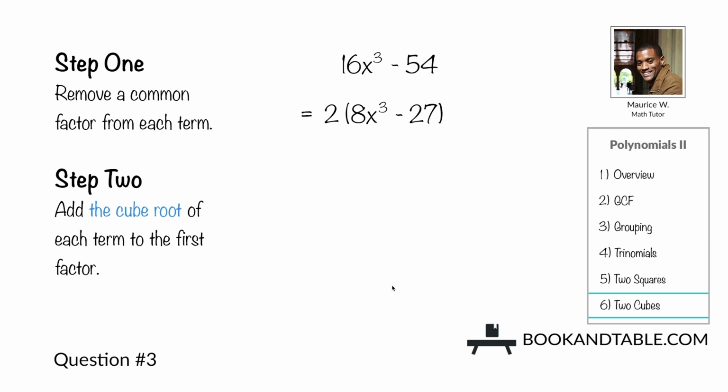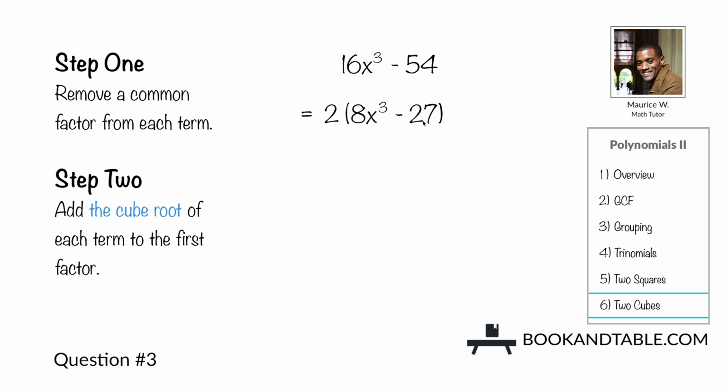In question number 3, we were given 16x cubed minus 54, but we'll notice that 54 is not a cube and neither is 16. So that is a clue that we'll need to remove a common factor from each term, and that common factor is 2. When we do so, 16 divided by 2 is 8, and negative 54 divided by 2 is negative 27. 8 is a cube, 2 times 2 times 2. Negative 27 is a cube, negative 3 times negative 3 times negative 3. So we see here that we created the difference of two cubes, and now we can proceed the way we normally would.